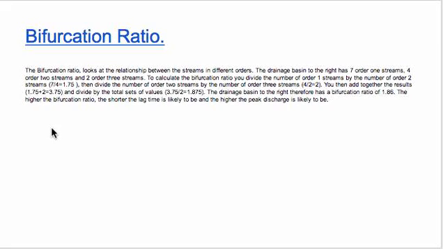One thing that is very useful is the bifurcation ratio. I'll let you have a look at the bifurcation ratio, but the question is, why exactly are we interested in the bifurcation ratio? The important thing is that when you work out the bifurcation ratio, the higher the number, the shorter the time lag is for the river to flood. So if you have a high bifurcation number, that means your river is very likely to flood.